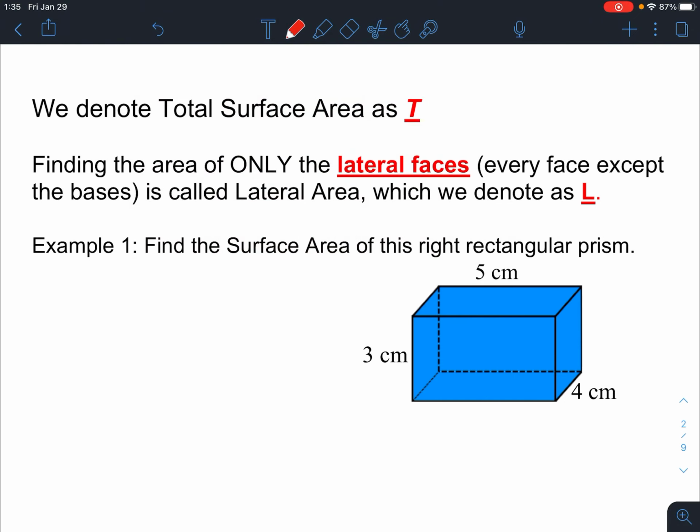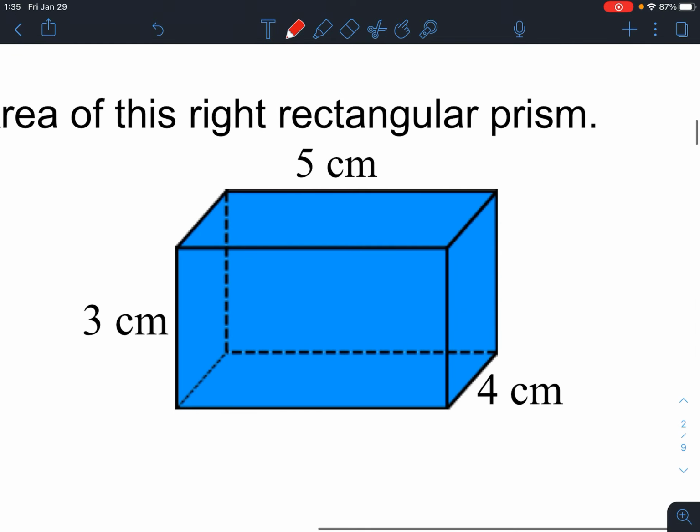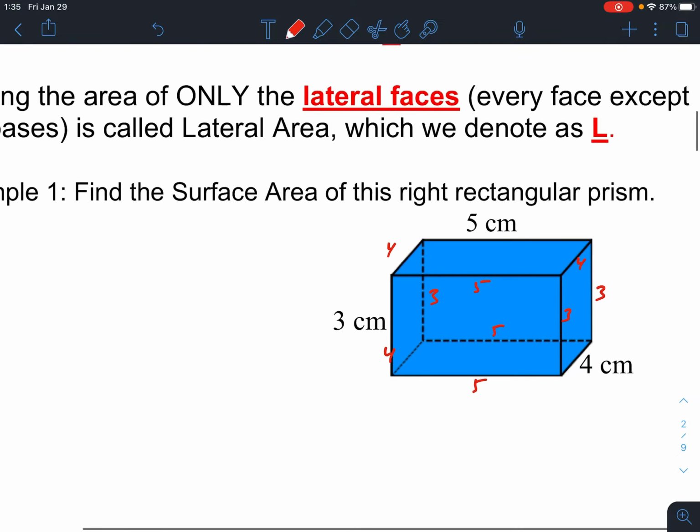It says, find the surface area of this right rectangular prism. Okay, so what you see here is 6 rectangles. This is 4 over here, this is 4, this is 4. All the heights here are 3, and all of these are 5. Okay, so we see 6 sides. So we're going to go around and do the area of each of them individually.